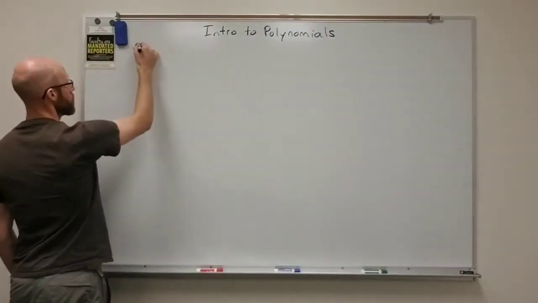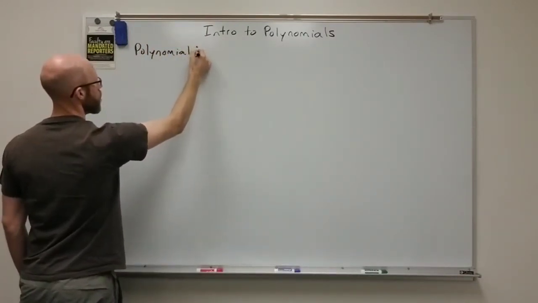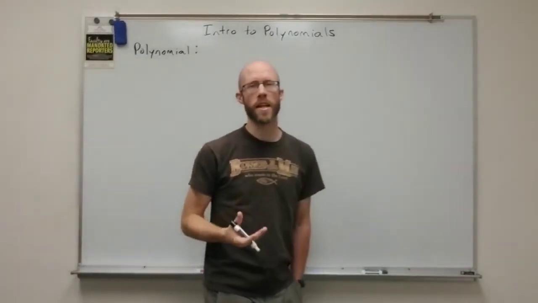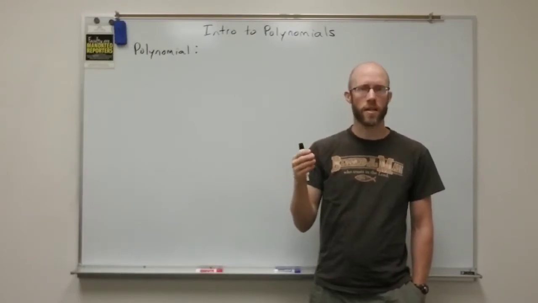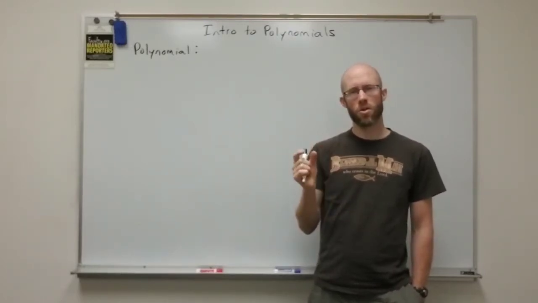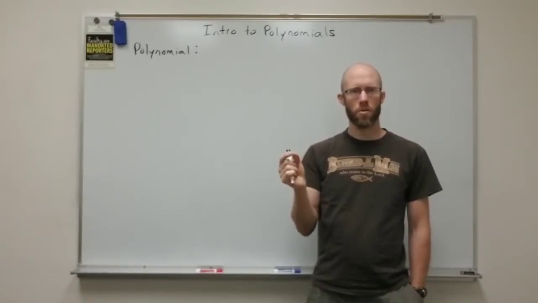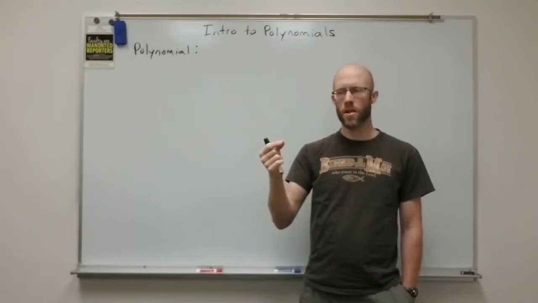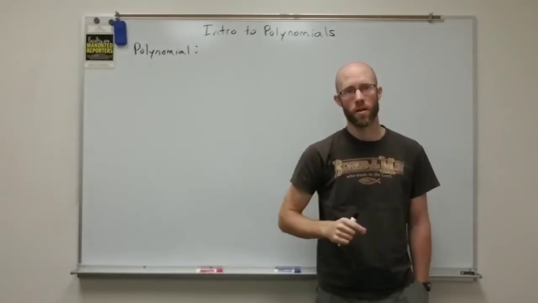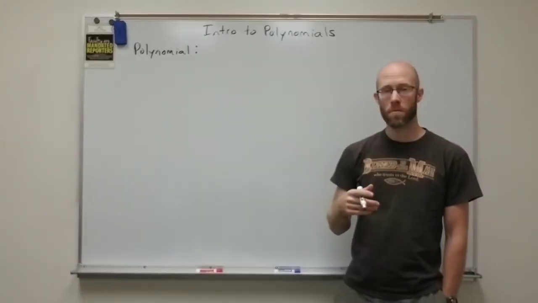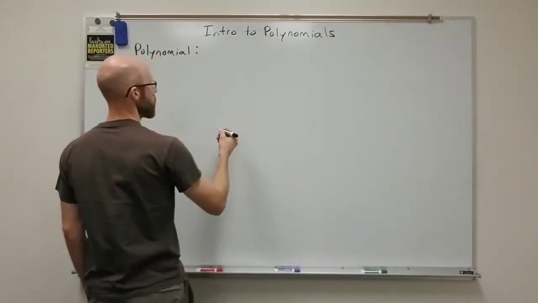Okay, so a polynomial by definition is going to be any algebraic expression where you're adding or subtracting terms together, and each of those terms has to have a variable with a power that is a whole number. So the power could be 0, 1, 2, 3, 4, 5, 6, and so on, okay? And so that's really the basics of it. So you have to have terms where the variable powers are whole numbers.